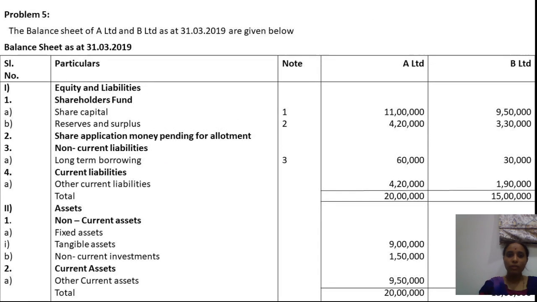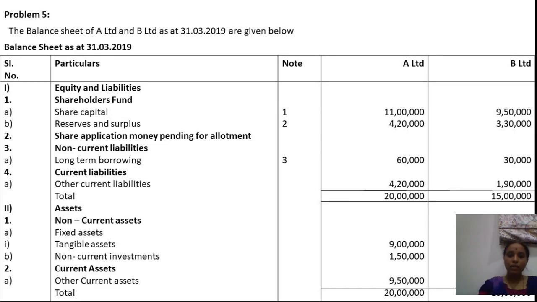So the problem is: the balance sheet of A Limited and B Limited as on 31st March 2019 is given. The share capital is given, reserves is given for both companies, and long-term borrowings is given as 60,000 and 30,000, as you see on the screen. Other current liabilities is also given, 4,20,000 and 1,90,000 respectively, and the total of the liability side is 20 lakhs for A, and 15 lakhs for B.